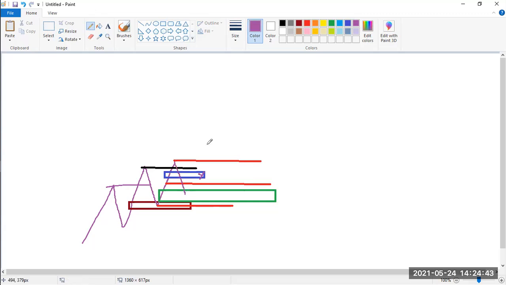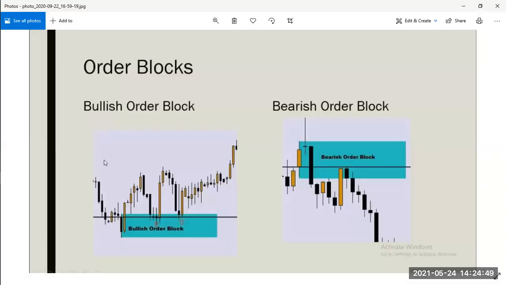And then price comes down, then price goes up. All right. So let's go back to this chart.